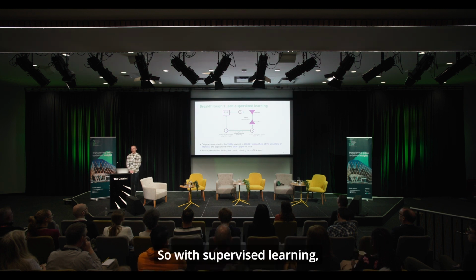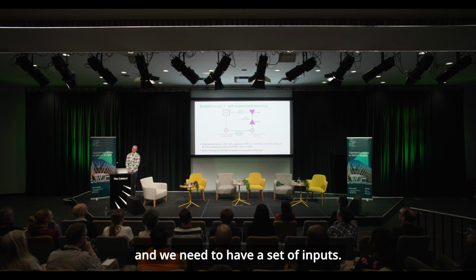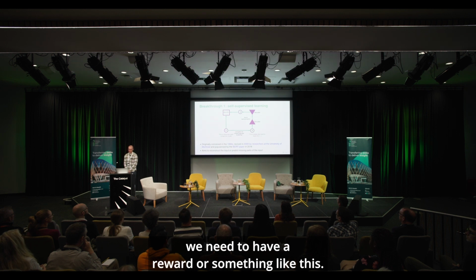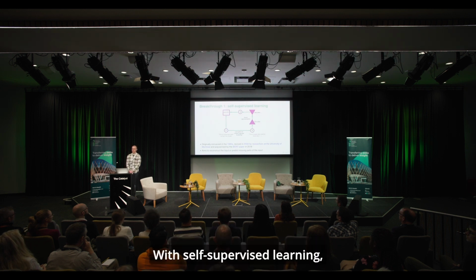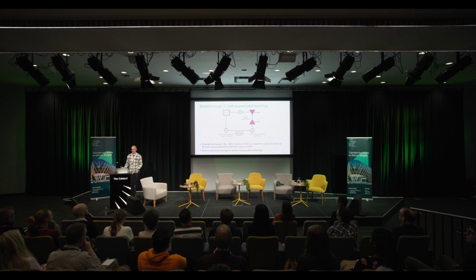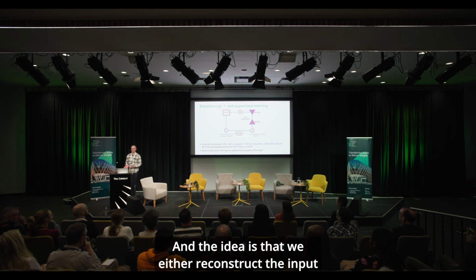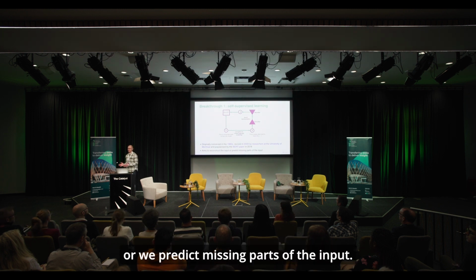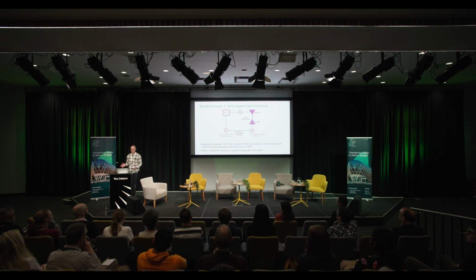Here, the idea is that we can use input and input only to train the system. With supervised learning, we typically need to have labels, and we need to have a set of inputs. With reinforcement learning, we need to have a reward or something like this. With self-supervised learning, all we need is essentially an input. And the idea is that we either reconstruct the input or we predict the missing parts of the input.